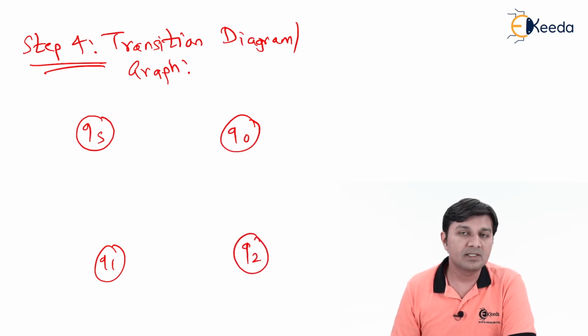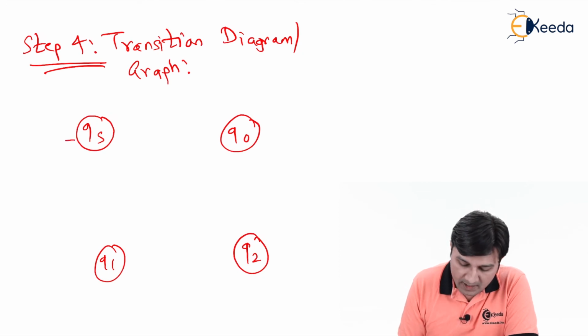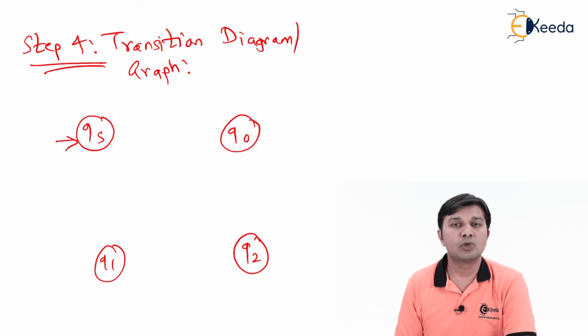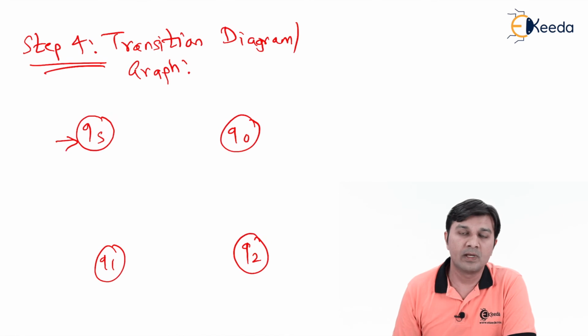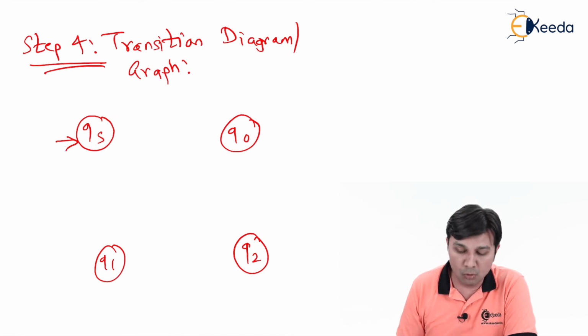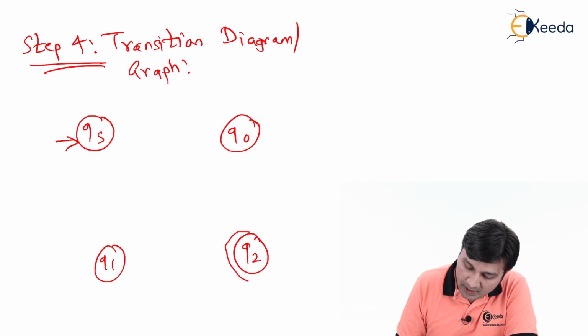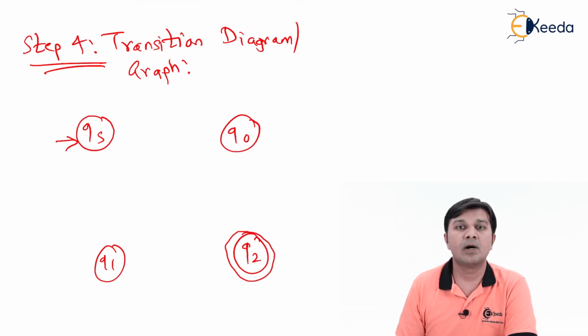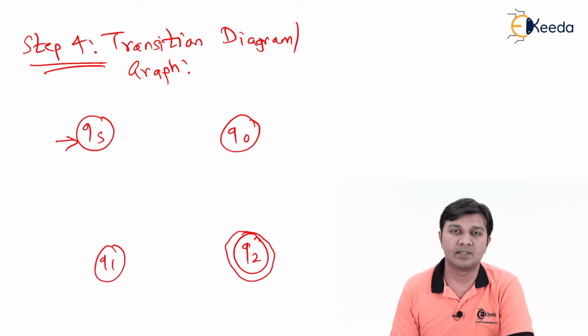Now what is the start state? We all know the start state is QS, and in a transition diagram the start state is also denoted by an arrow symbol, and the final state is Q2. Don't put a star over here. We have to enclose the final state in a double circle. That's how a transition diagram depicts it.